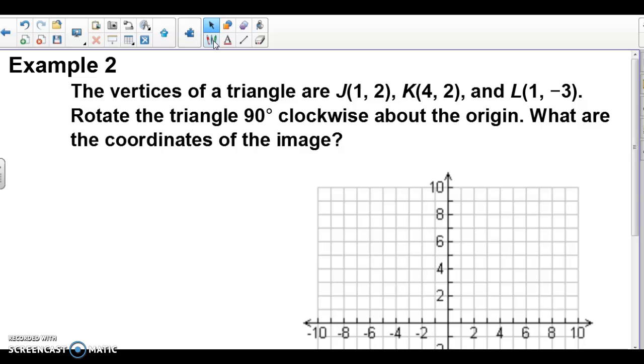So we're going to look at example 2 here. It says the vertices of a triangle are given here, and we're going to rotate the triangle 90 degrees clockwise about the origin. What are the coordinates of the image? So I'm going to go ahead and graph that.